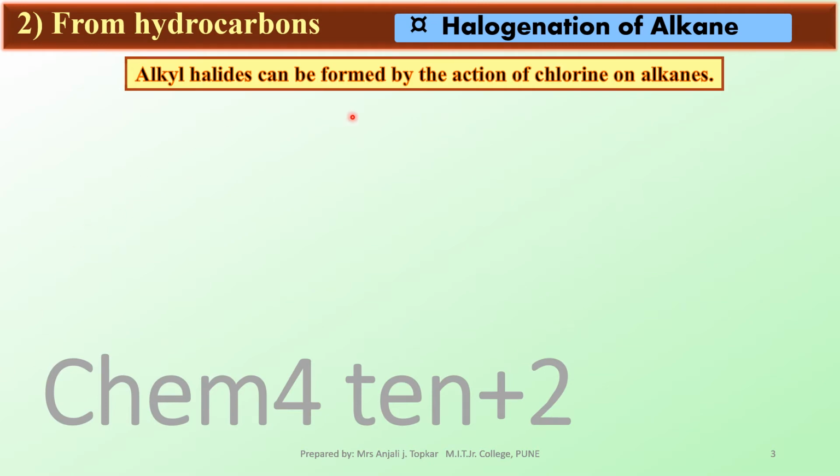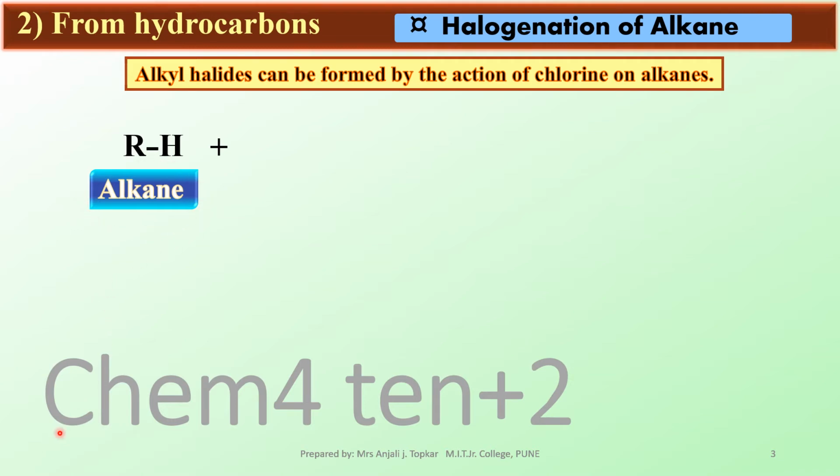Alkyl halides can be formed by the action of chlorine on alkanes. Let's see the actual reaction, how the reaction is taking place. Here RH is alkane, wherein R is the alkyl group and H is the hydrogen. So here this is an alkane.